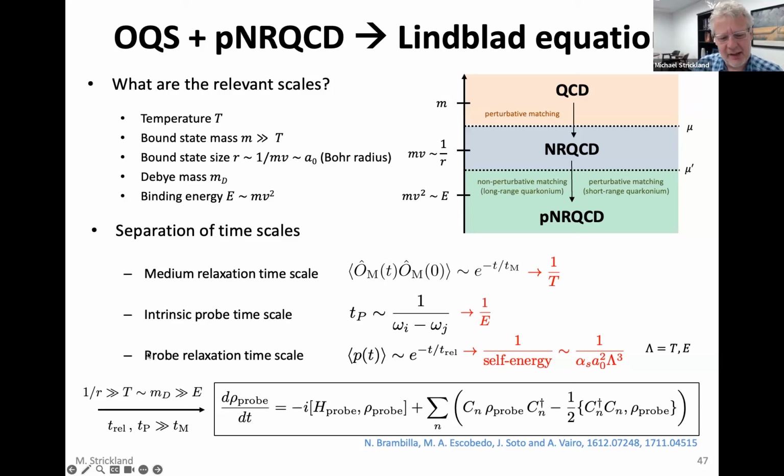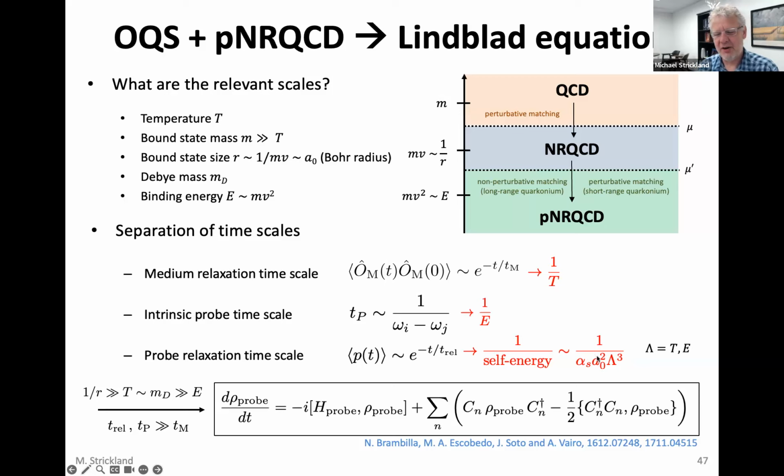The last time scale that you have to worry about is the probe relaxation time itself, right? So you have a probe, you have some plasma shooting through there. How long would it take to turn that probe by 90 degrees? How long would it take to equilibrate it? That's what this last one is. And the nice thing about heavy quarkonium is that because it's so heavy, it takes a very long time for them to equilibrate. So this time scale is quite long, and you can estimate what it is.